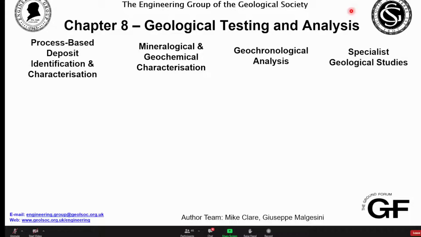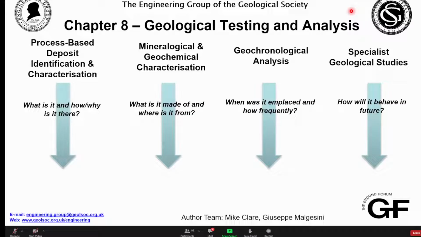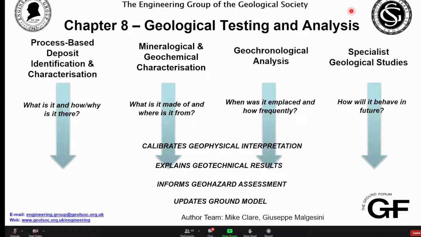So this touches on aspects of detailed geological identification of deposits, for example, and characterization of mineralogical or geochemical information, getting an age framework for the past depositional history of a site, or thinking about specialist geological studies that might be needed. So in essence, we're really asking fundamental questions that are raised from the ground model compilation.